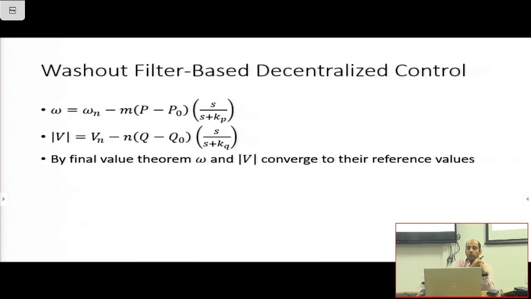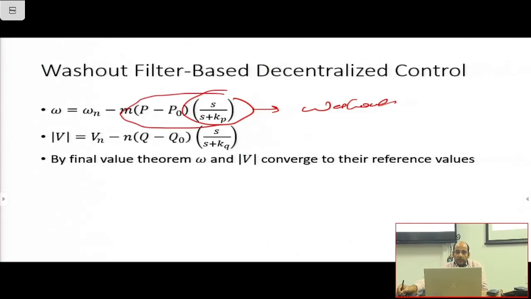For example, one way to do it is to use a washout block. So instead of just using omega equals omega nominal minus mp times (p minus p naught), multiply a transfer function which is s upon s plus kp. This transfer function is called a washout. Why is it called a washout? Because it washes out the signal at steady state. Apply the final value theorem; you all must have read it. When you apply the final value theorem, this signal becomes 0, that means this whole multiplication becomes 0. So omega becomes equal to omega nominal.